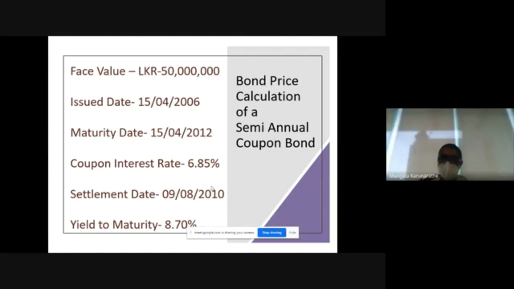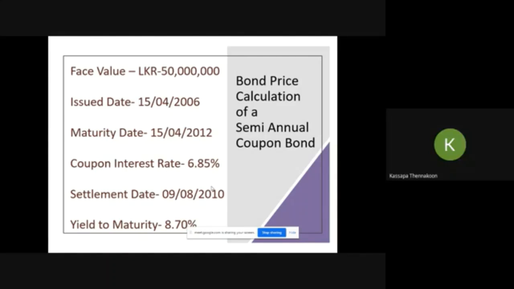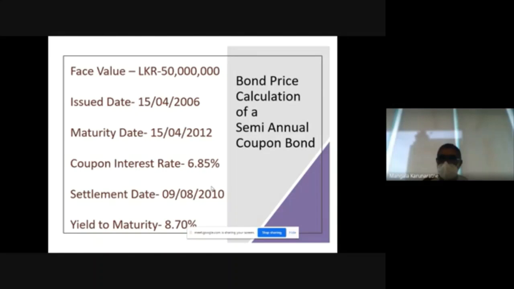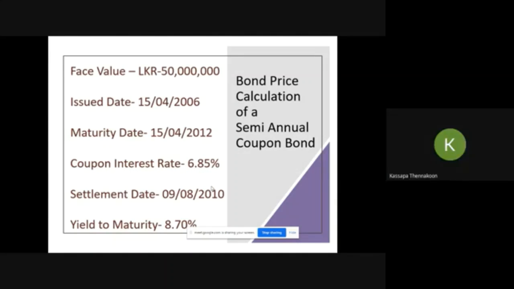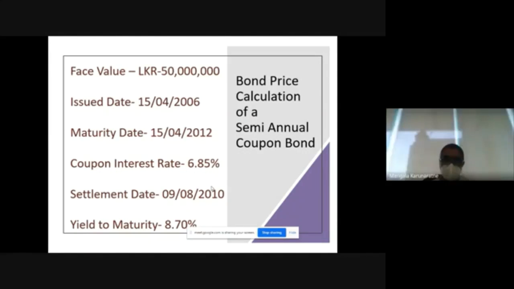Now, on 15/10/2010, the holder will be getting 1,712,500. That is the coupon interest, right? But now the holder needs to sell this bond. So the expected yield to maturity is 8.7, and we need to calculate now.